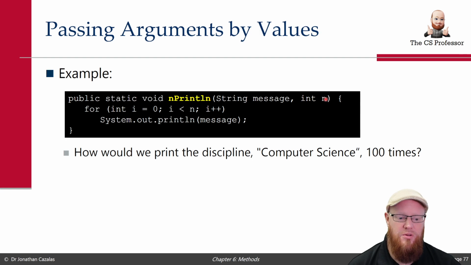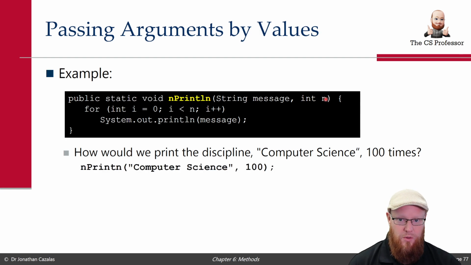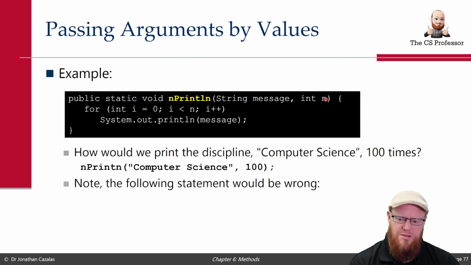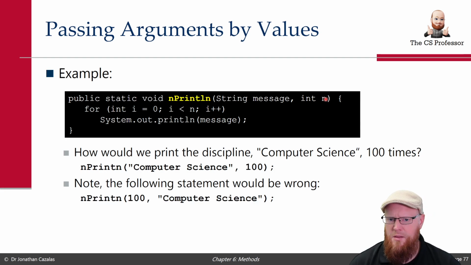How would we print computer science 100 times? We would simply send over computer science as a string, as that first actual parameter, and we send over as the second actual parameter 100 to then print it 100 times. But consider the following. And maybe this is clear, but it's very important. What if we had reversed those two parameters? What if we sent over 100 followed by computer science? Well, the problem is that we have to match up the data types.